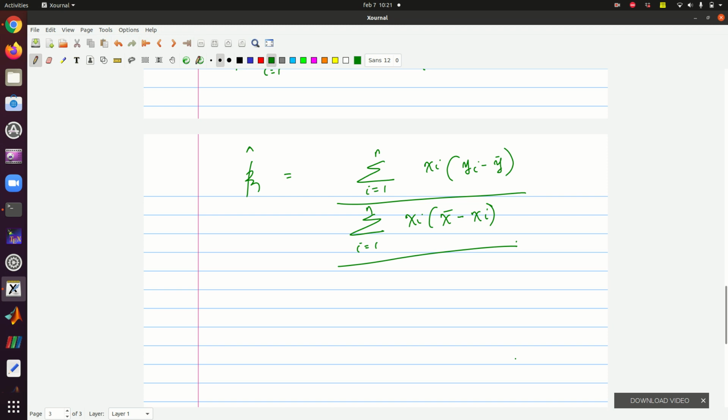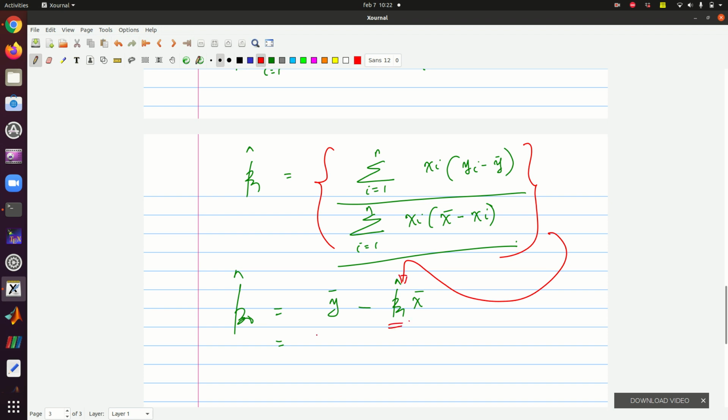Of course, after getting the expression we have for beta 1 here, remember we have beta naught. We wrote beta naught hat as y bar minus beta 1 hat times x bar. So you come back here, and in the expression for beta naught, where you have beta 1, you just replace it with this one here to get the expression for beta naught. Now that is how we can compute beta naught and beta 1.